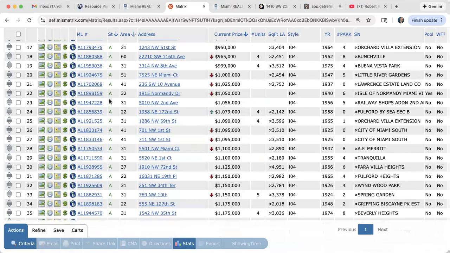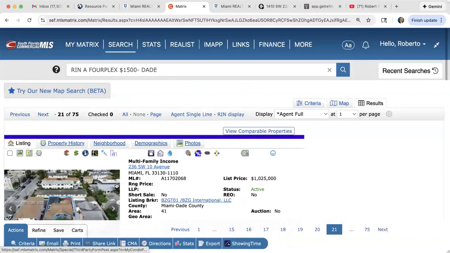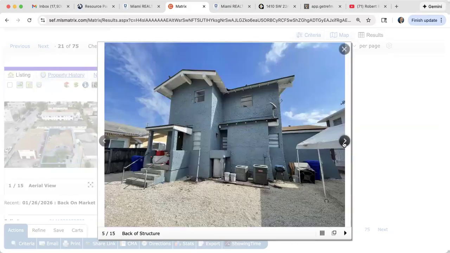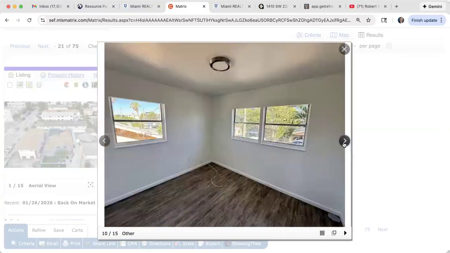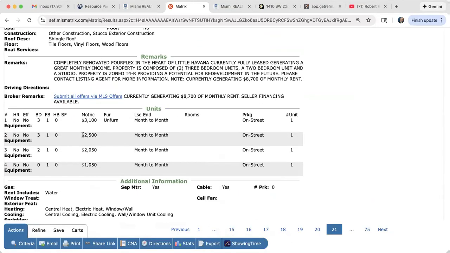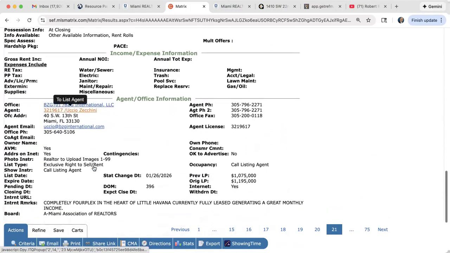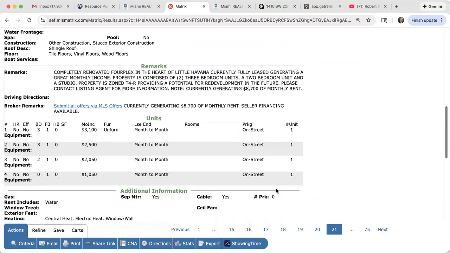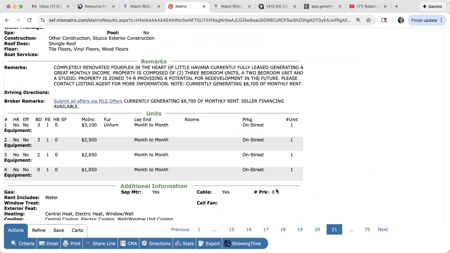And take a look. Let's go somewhere like this, Southwest 10th Avenue. All right. Here is a fourplex. Well, it kind of looks decent on the inside, right? And come down here and look at that, guys. 3,100, 2,500, 2,050, 1,050. All right. Even if you're paying $1 million for the property, this is a property that generates a ton of income. Currently generating $8,700 a month in rental.